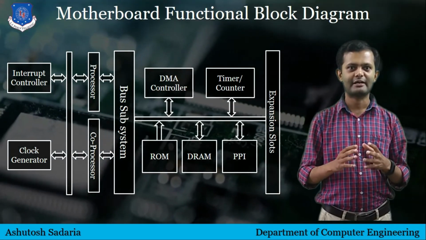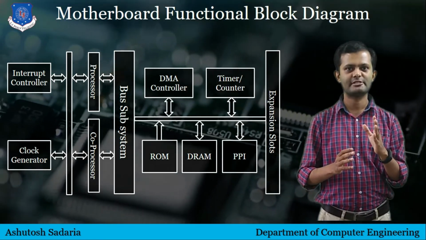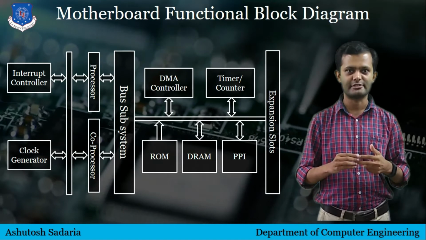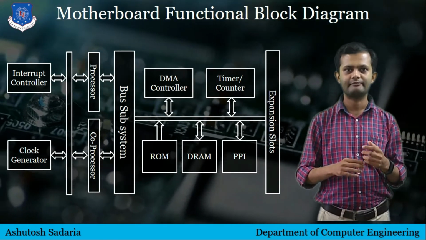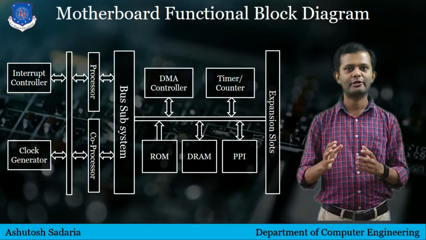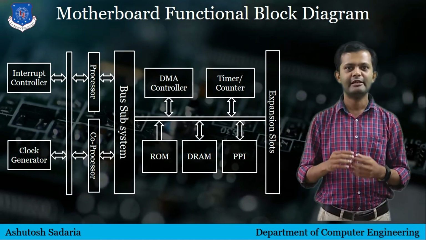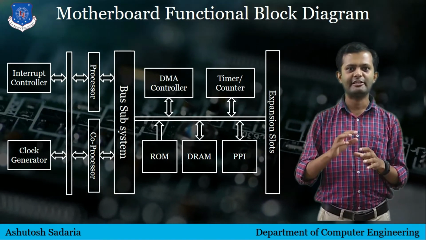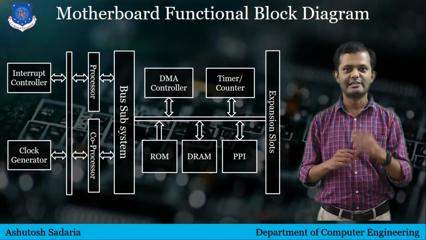All of the components are connected by the bus subsystem. You can see on the left of the bus subsystem are the processor and coprocessor, which are connected with the interrupt controller and clock generator. And on the right side of the bus subsystem, you can see the DMA controller, timer counter, ROM, DRAM and PPI. All are connected with expansion slots and the bus subsystem through one channel.